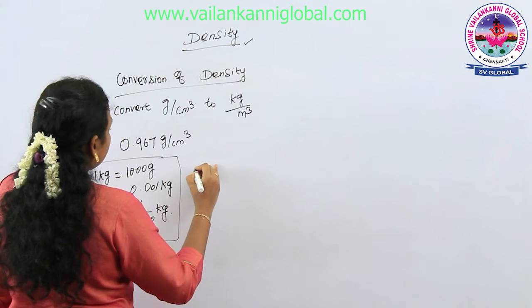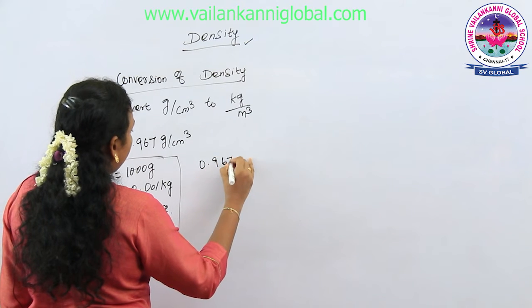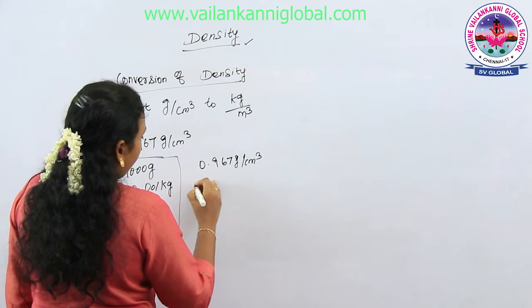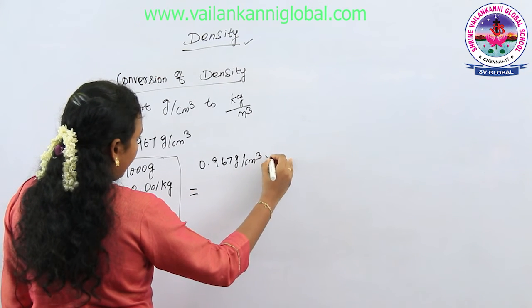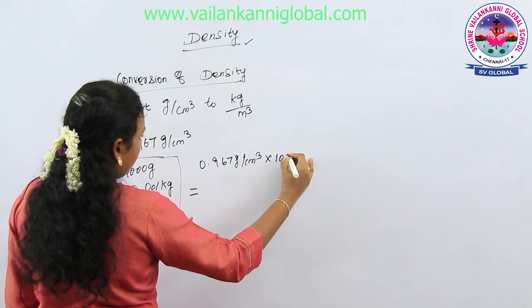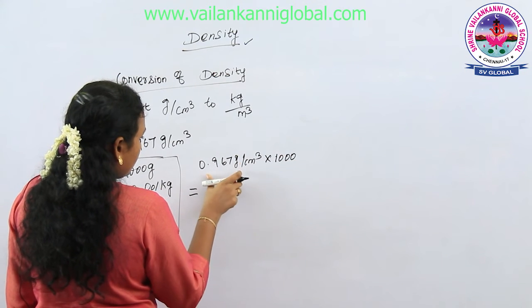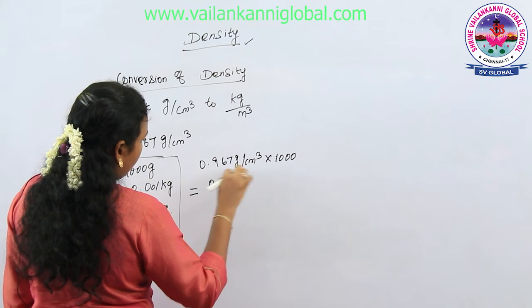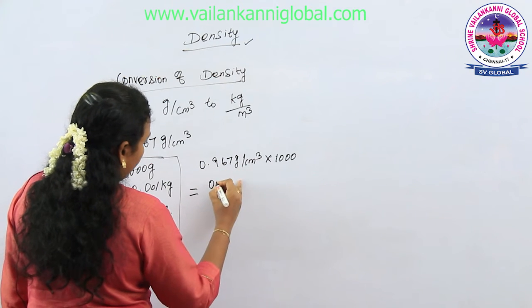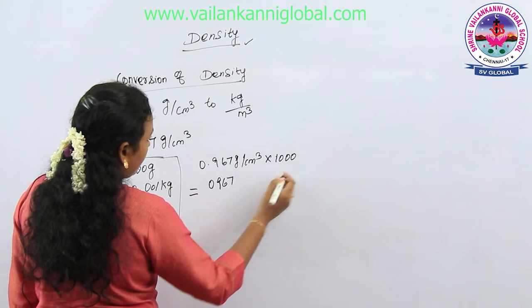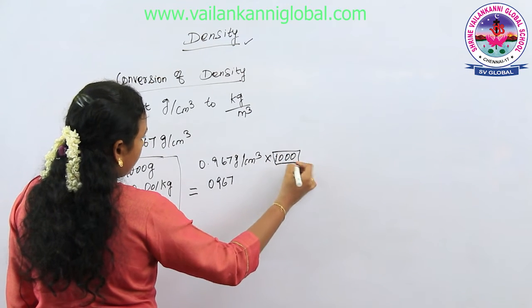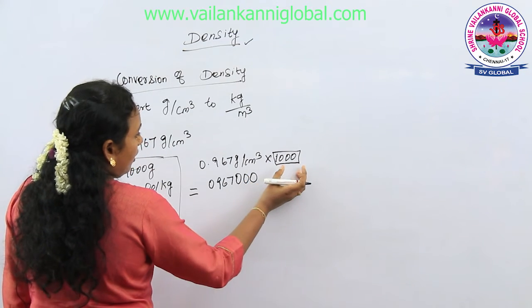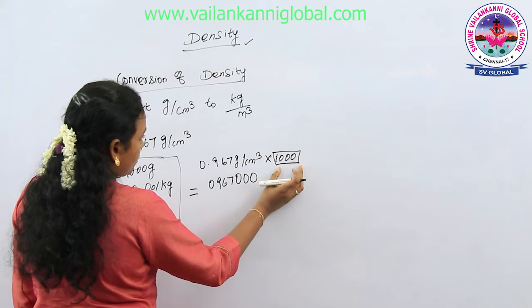So now, 0.967 gram per centimeter cube is our question. For that, what do we have to do? We have to multiply by 1000. First write the number given in the question, 0.967. Then check how many zeros are there in 1000, and add that many zeros. There are 3 zeros.